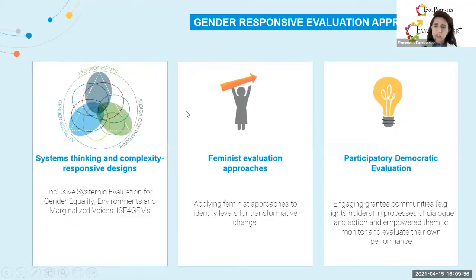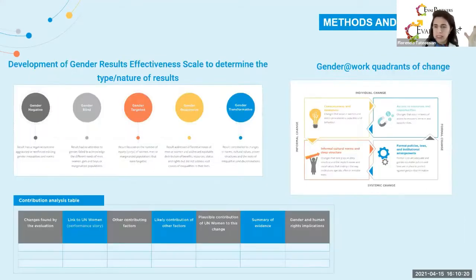And then we have a third form, which is more related to systems thinking and complexity responsive design. UN Women, together with the University of Hull and James Cook University, has developed this systems thinking and complexity responsive design, ISC for GEMS. There are also the feminist approaches and participatory democratic evaluation. So this is what concerns the approaches.